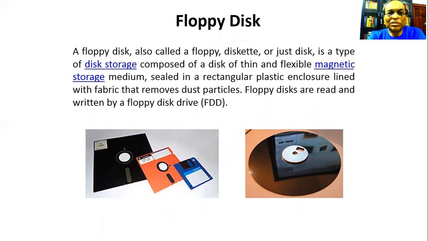As all of us know, the floppy disk was used previously. A floppy disk, also called a floppy diskette or just disk, is a type of disk storage composed of a disk of thin and flexible magnetic storage medium sealed in a rectangular plastic enclosure lined with fabric that removes dust particles. Floppy disks are read and written by a floppy disk drive, FDD. So these are the basic features of the floppy disk.